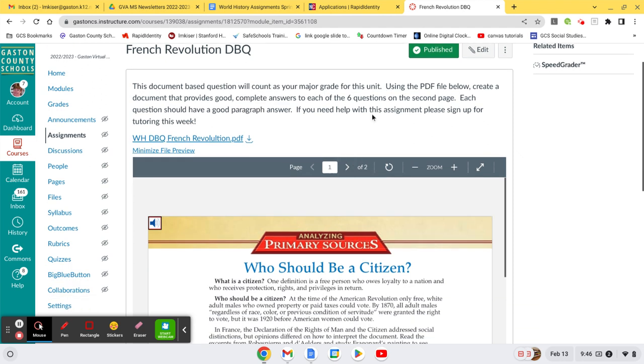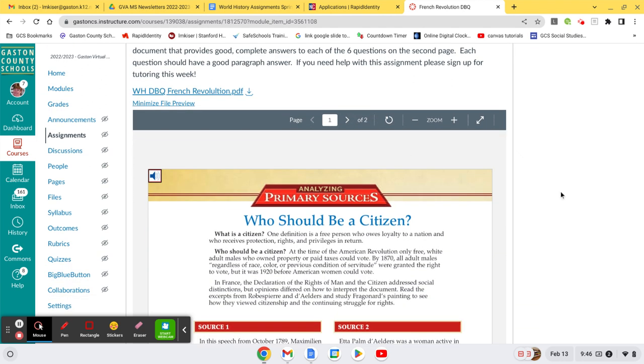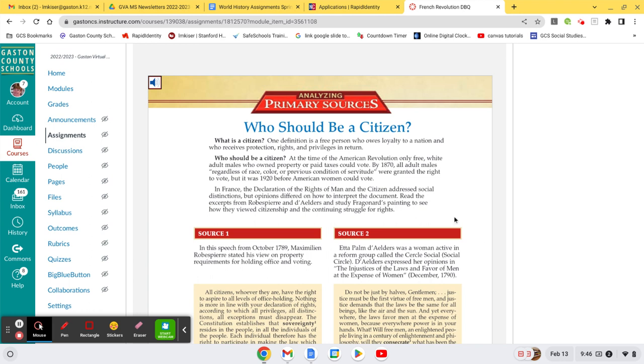So you've got 6 questions that you're going to answer here. All of the reading that you need is on this page. You are going to be analyzing 3 primary sources, and that's what DBQs do. You'll be given a list of sources. You'll need to read through the information there, and you're going to write an answer to a question. In this case, your question would be, who should be a citizen?